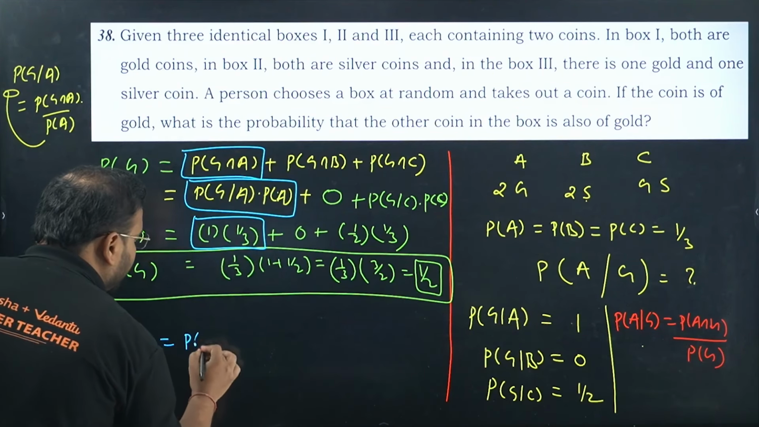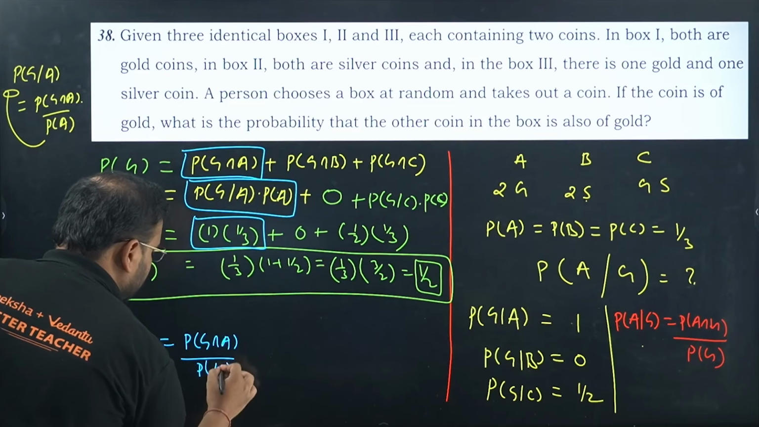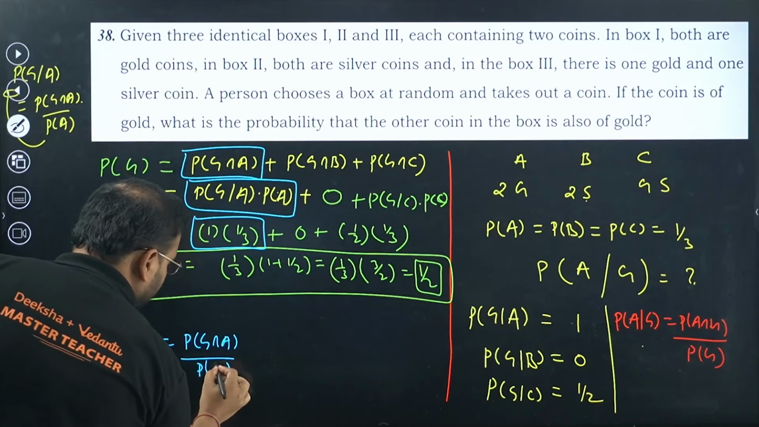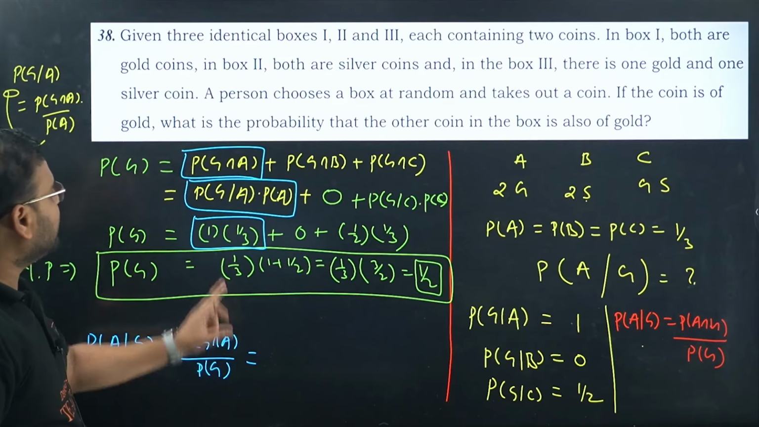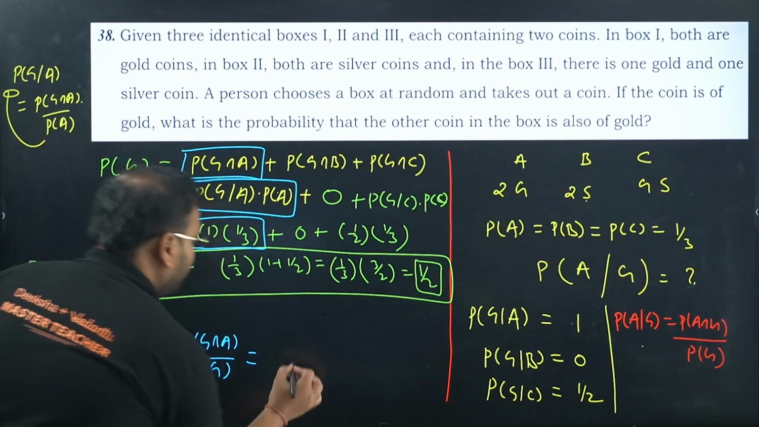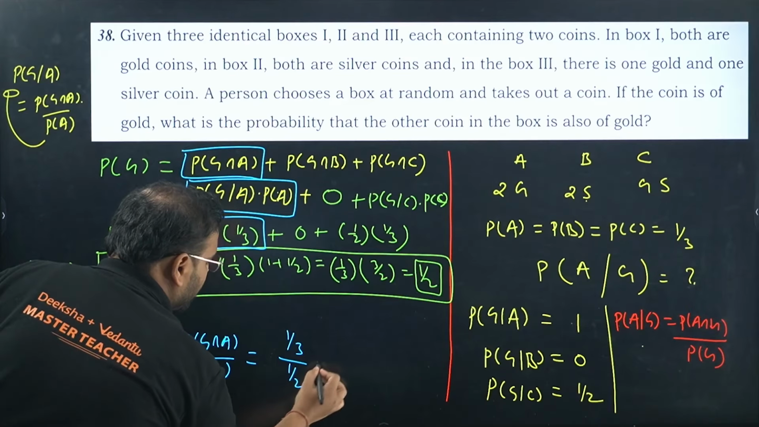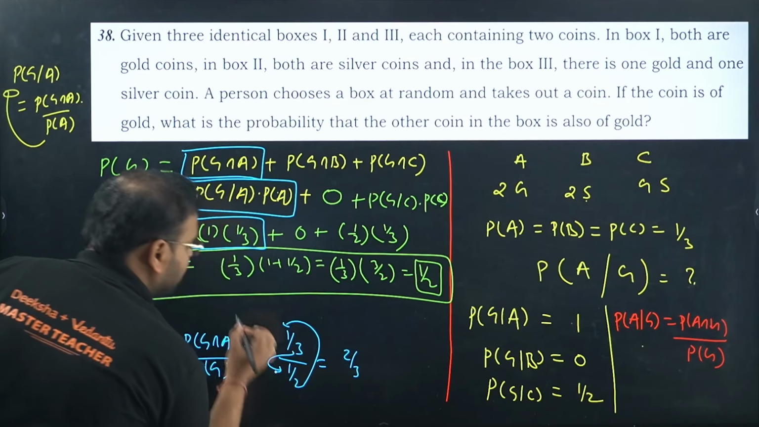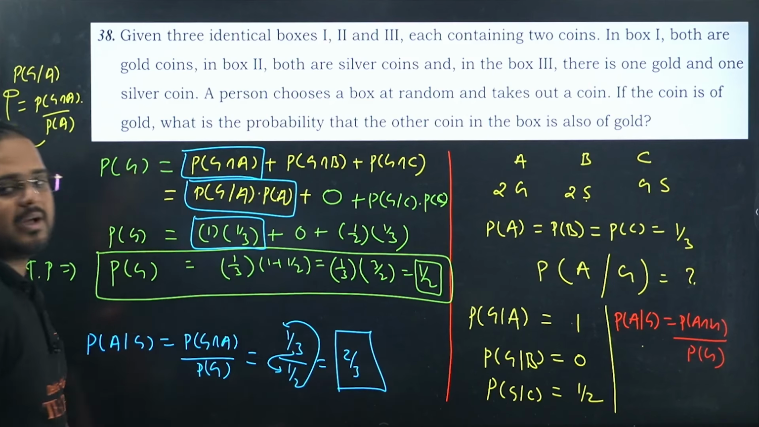equals P of G intersection A upon P of G. Yes, I know I took some time on this, but I wanted to explain this concept with the help of this particular problem. P of G intersection A is nothing but, check over here, 1 by 3, and over here this value is 1 by 2. This will become what? 2 by 3. This 2 will go up and this 3 will come down. So my answer for this particular question is 2 by 3.